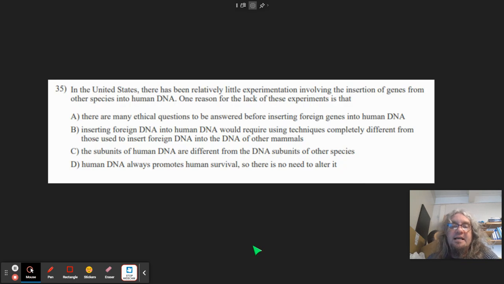Question 35. In the United States, there's been relatively little experimentation involving the insertion of genes from other species into human DNA. One reason for the lack of these experiments is that A, there are many ethical questions to be answered before inserting foreign genes into human DNA. B, inserting foreign DNA into human DNA would require using techniques completely different from those used to insert foreign DNA into the DNA of other mammals. C, the subunits of human DNA are different from the DNA subunits of other species. D, human DNA always promotes human survival, so there's no need to alter it.